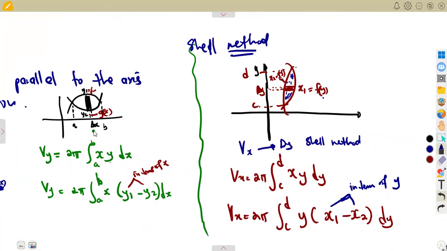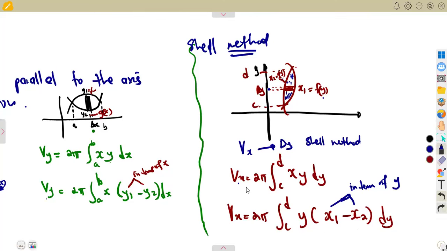The strip for x, the volume for y, that's shell method. The strip is for y, the volume is for x, but there are two functions, you have to subtract them. The formula is still the same, but you make adjustments on your formula.